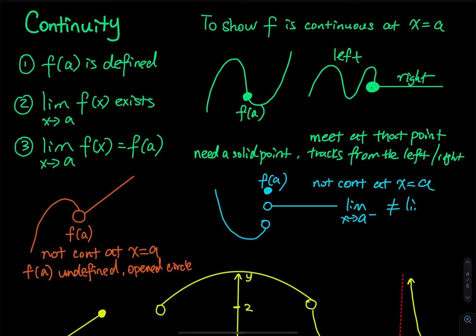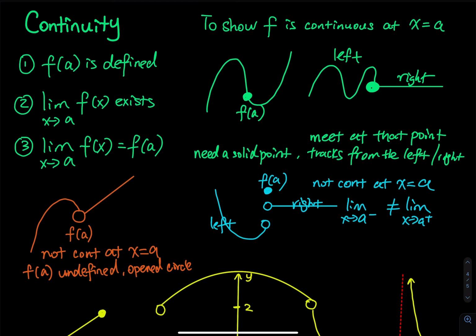not the same as the limit as x approaches a from the right. This is the left hand side, this is the right hand side, they do not join at the same point. So without looking at the solid point, the left hand side and the right hand side do not join at the same point. That means which condition is not met? Number two is not met. The limit does not exist. So number two failed. That means the function is not continuous at x equals a.